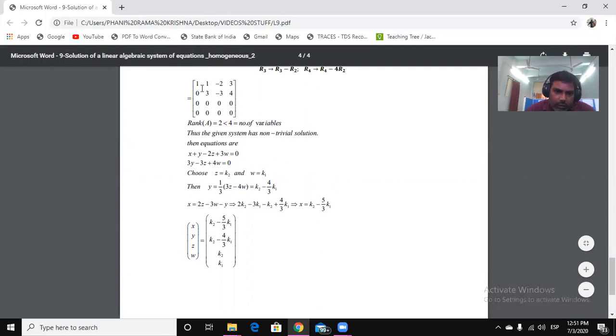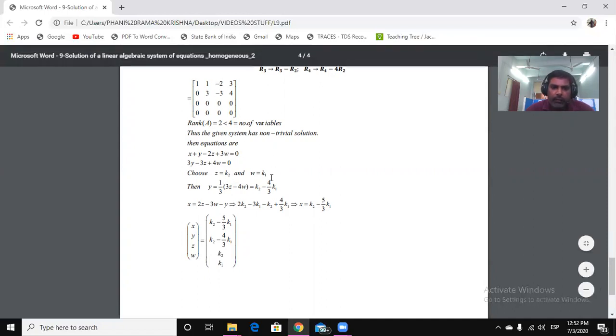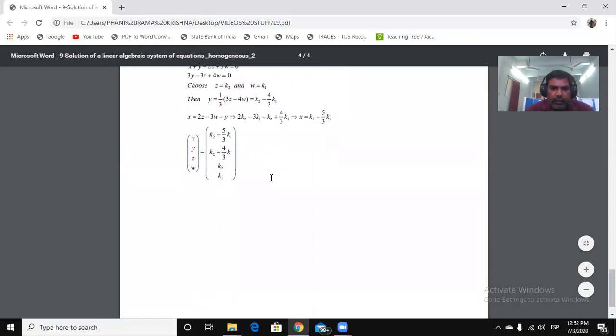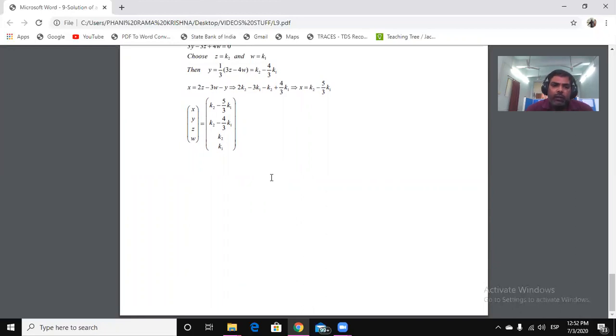2 independent variables. Look at the diagonals, 1, 3, these 2 are non-zero. So these 2 are 0. This is x, y, z, w. So I should take z as an independent variable and w as an independent variable. So I am choosing z as k2 and w as k1. Substituting z and w in row 2 and row 1, backward substitution, I got y in terms of z and w, x in terms of z and w. So this is the required solution. You can give any values to k1 and k2, and all those corresponding numbers will become the solution to this equation.